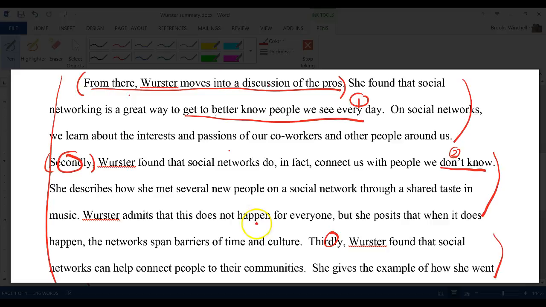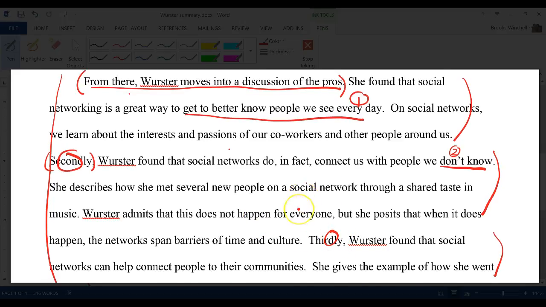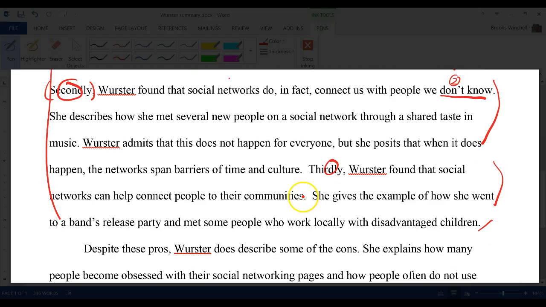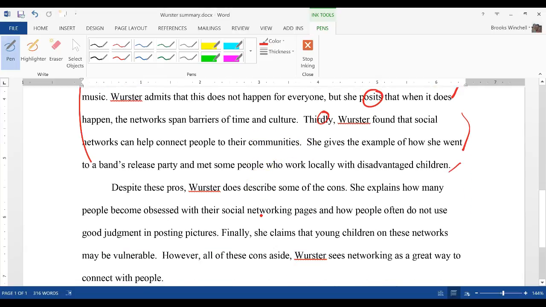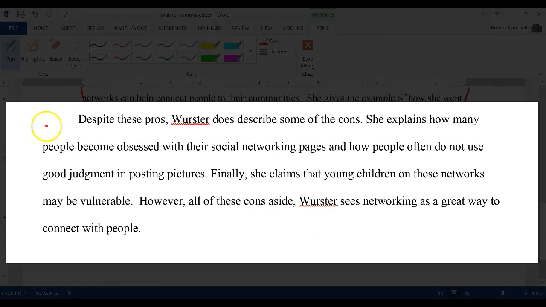So nice summary here. And again, she uses those really active verbs. One that really stood out was posits, right? She posits that when it does happen, the networks span the barriers of time and culture. From there, the author of this summary moves into the negatives, right? Remember, Worster sort of ended with the negatives, and this author says, despite the pros, Worster does describe some of the cons. And here again is a nice topic sentence to the summary.